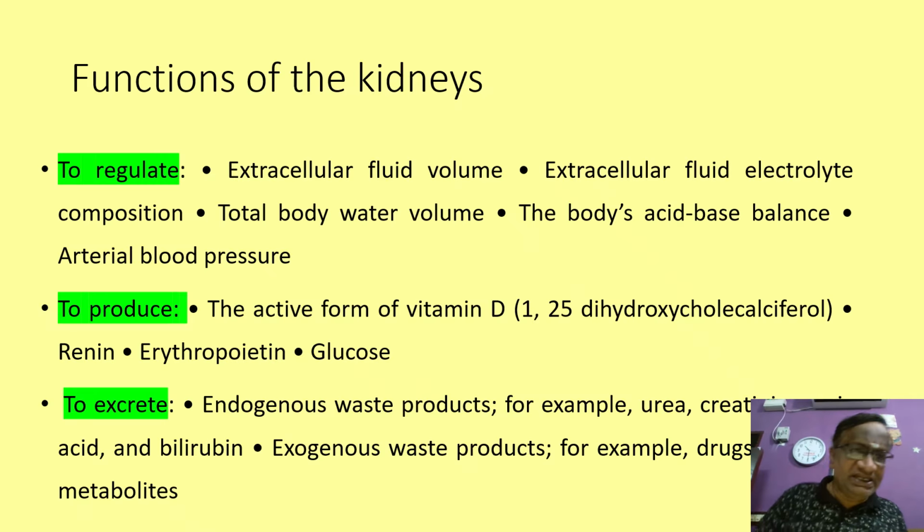Now, what are the functions of the kidney? To regulate, to produce, to excrete. What does it regulate? Extracellular fluid volume, extracellular electrolytes, the body's acid base, water volume, BP, so many things it regulates. For example, it dilutes urine and changes the fluid volume. It pours out sodium chloride and changes the electrolyte balance. It secretes hydrogen ion to make changes. It produces renin to make alterations in blood pressure. So these are all the functions of the kidneys where it is regulation.